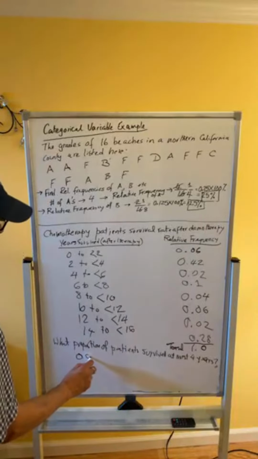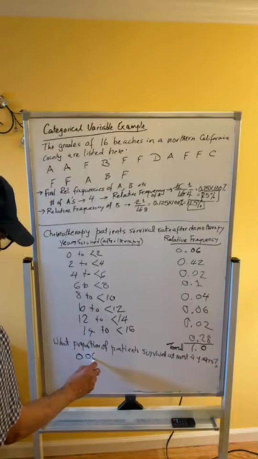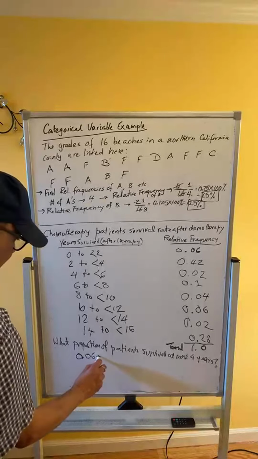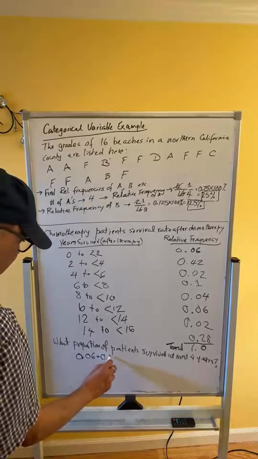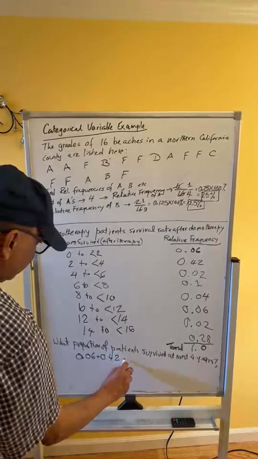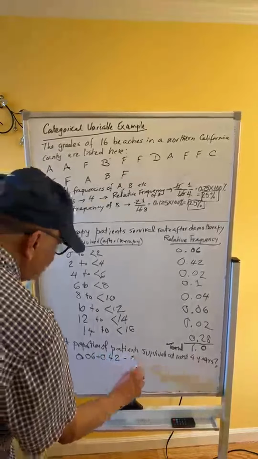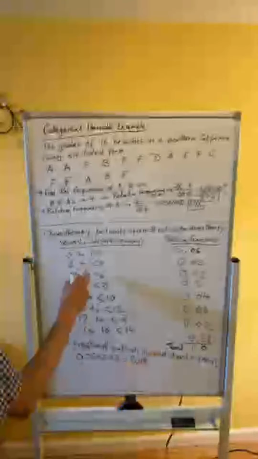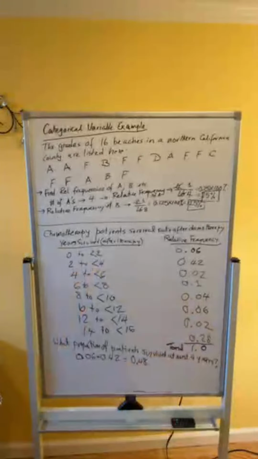So it's 0.06 plus 0.42 is 0.48. What does it mean? 48% of patients will survive at most 4 years after chemotherapy. Okay.